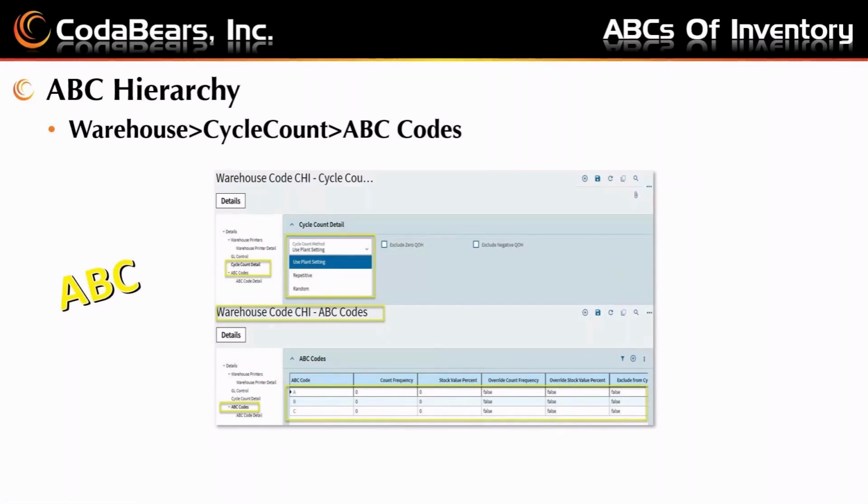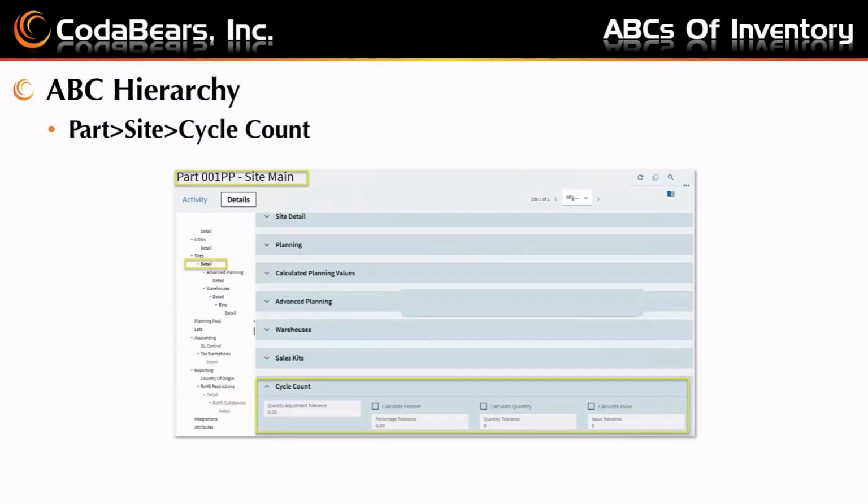In the ABC hierarchy, if codes are set up at this level, these codes override any other levels except for the previous one shown at the part site warehouse cycle count level. Again, using part tracker or part entry, you can navigate to the site detail and the card for cycle count. You can see the cycle count information for this level. You don't have quite as many details at this level, but you can see the information that's there. And then again, in the ABC hierarchy, if codes are set up in this level, these codes override the site level and the company level ABC codes.